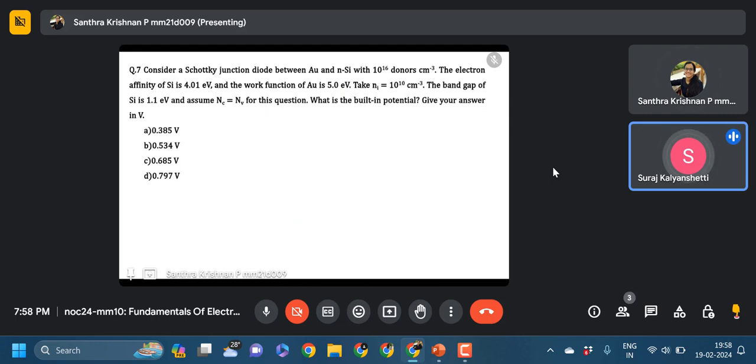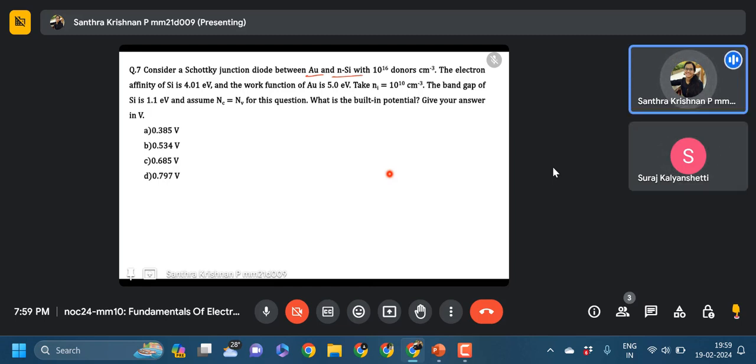Consider a Schottky junction diode between gold and N-type semiconductor with 10 to the 16 donors. The electron affinity of silicon is given, and the work function of gold is given. Take Ni equal to the band gap of silicon. What is the built-in potential? I think this also is a substitution.